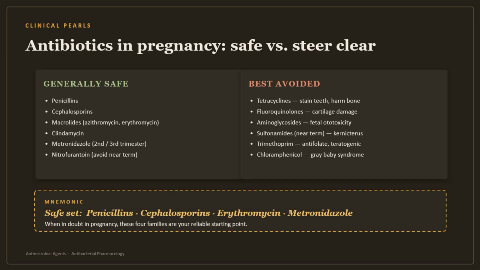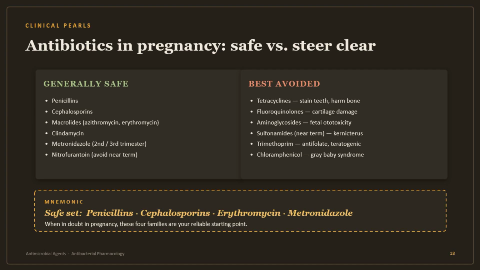Let's get clinical with a question you will face constantly: which antibiotics are safe in pregnancy and which ones do you steer clear of? This is real-world bedside stuff. On the generally safe side, your reliable friends are the penicillins, cephalosporins, macrolides like azithromycin and erythromycin, clindamycin, metronidazole in the 2nd and 3rd trimesters, and nitrofurantoin, though you avoid that one near term. Now the ones to avoid: tetracyclines stain teeth and harm bone.